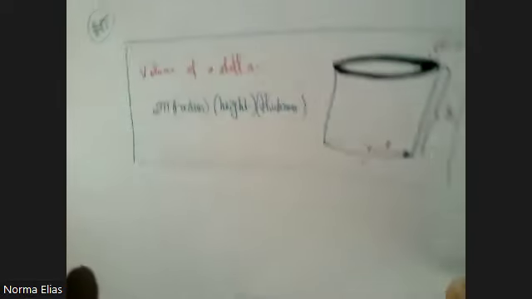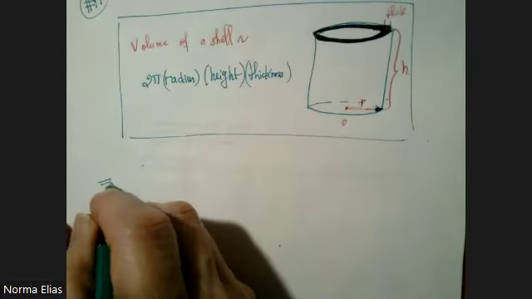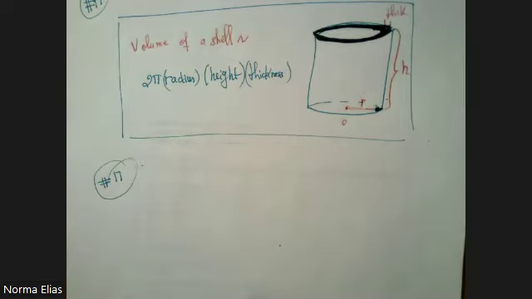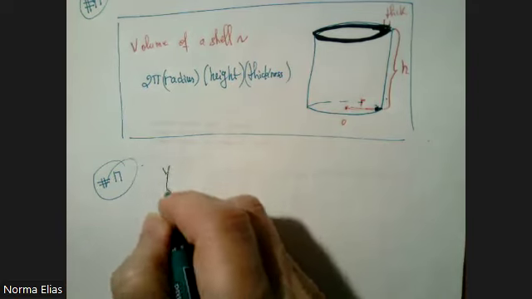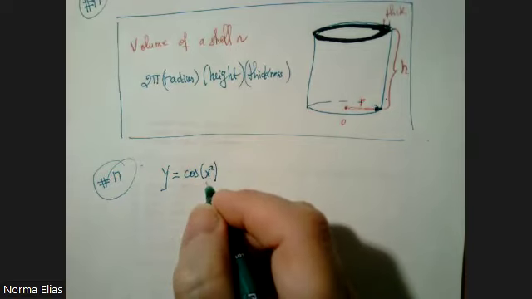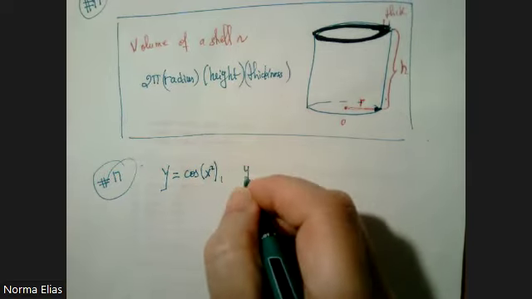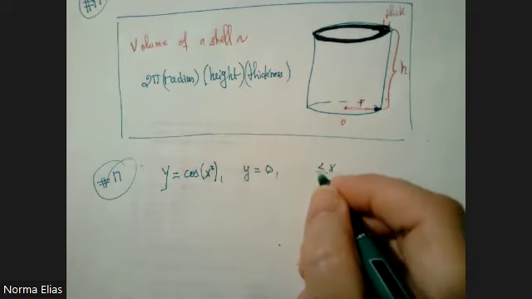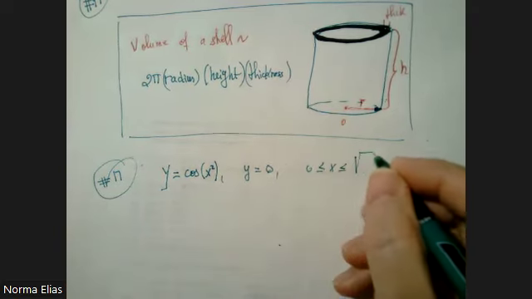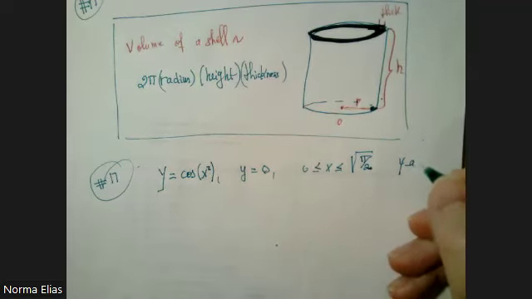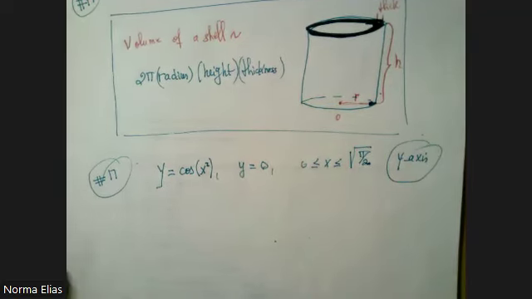All right, so we start with number 17, and then we start doing a lot of problems. So 43 and 46 will not be hard anymore. But I will start with 17 because it's basic. So let me draw. Okay, so we have y equals cosine x squared and y equals 0. That's the region, x between 0 and the square root of pi over 2. And the rotation is about the y-axis. That's the axis of rotation.